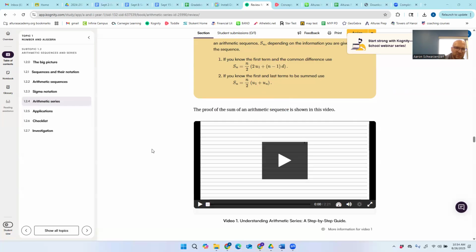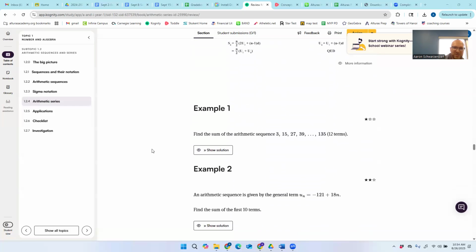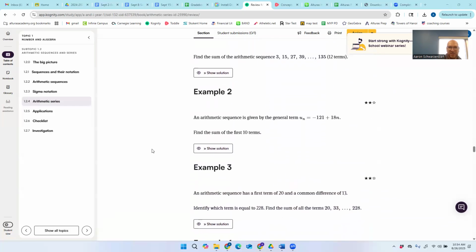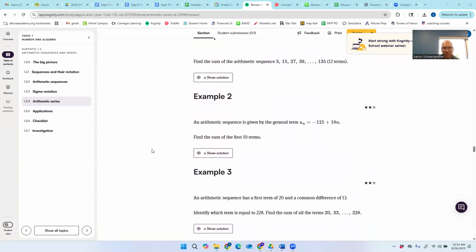We're just going to go through a few examples and then we'll get going. So find the sum of the first 12 terms. Okay, so I use my sum formula. There's 12 terms, 12 over 2, 135 plus 3, so 6 times 138 is 828.